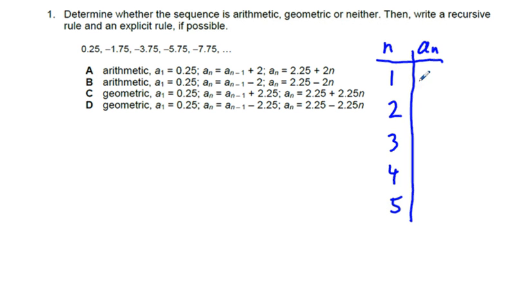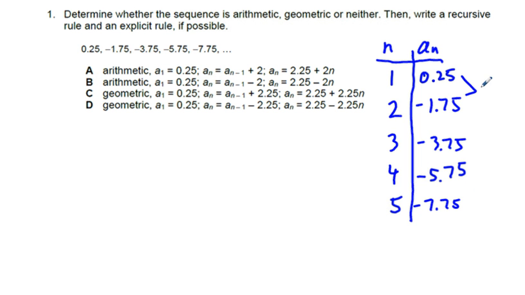And the first one is 0.25. Next one is negative 1.75. Then negative 3.75. Then negative 5.75. Then negative 7.75. So these are all going down if you subtract 2, right? Negative 2, negative 2, and so on. So basically, we're looking for a minus 2.